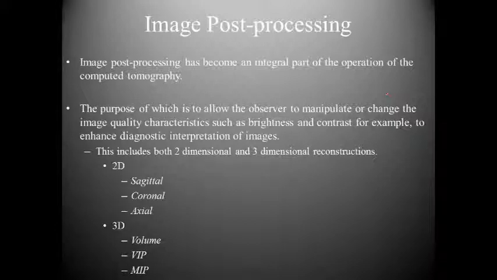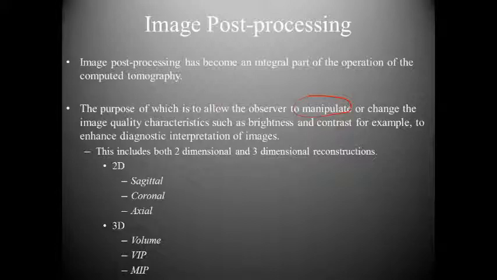So image post-processing. Image post-processing has become an integral part of the operation of the computed tomography scanner, the purpose of which is to allow the observer to manipulate or change the image quality characteristics such as brightness and contrast to enhance diagnostic interpretation of images. Things can include both 2D and 3D reconstructions. So basically, the whole thing about image post-processing is manipulation. It's about how to get better diagnostic quality or better images than what you previously had.